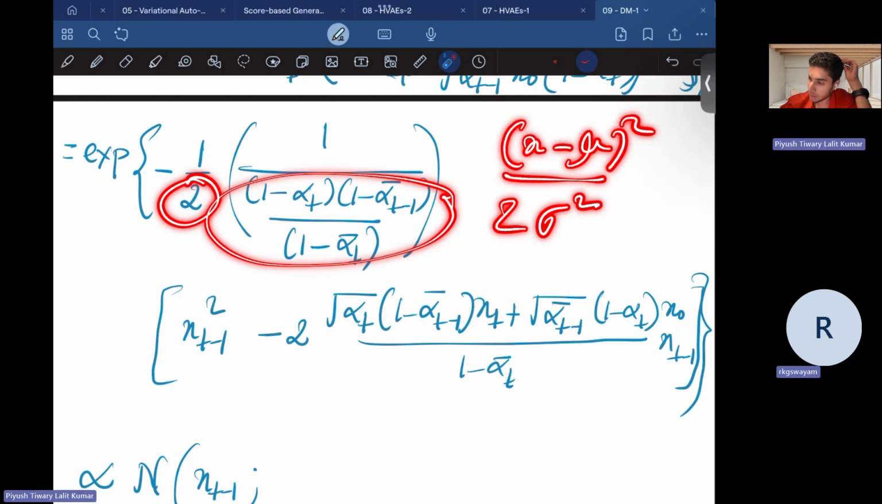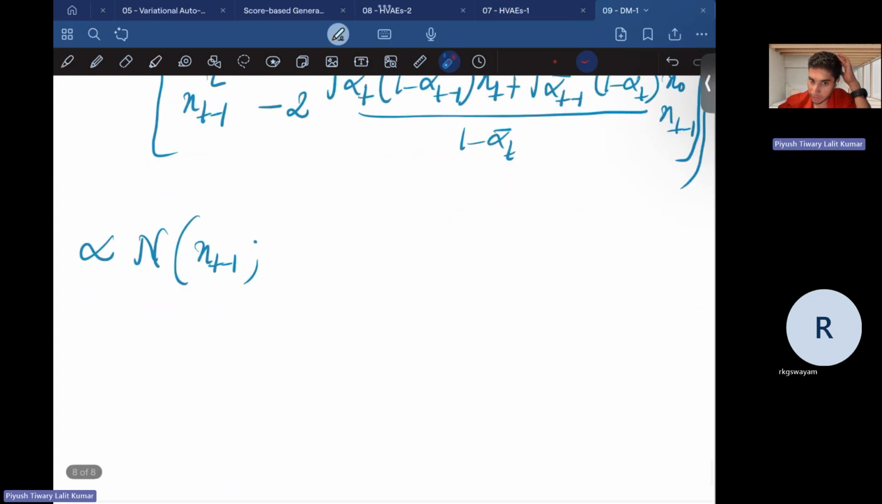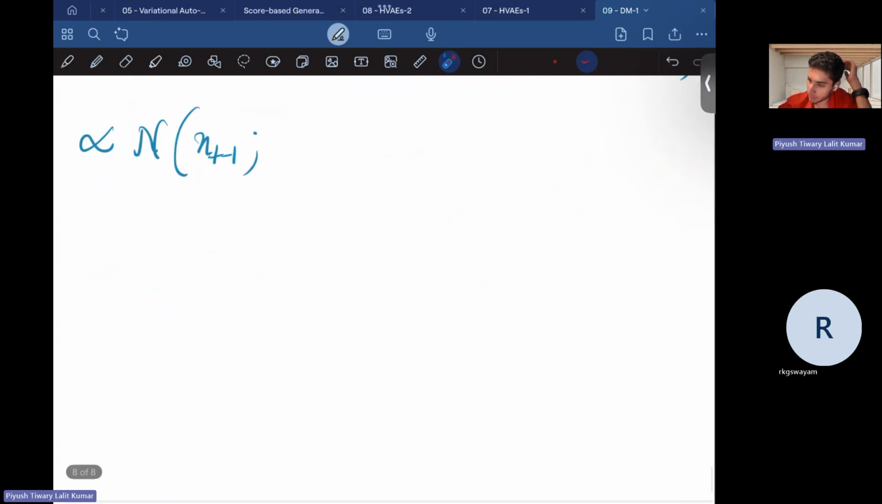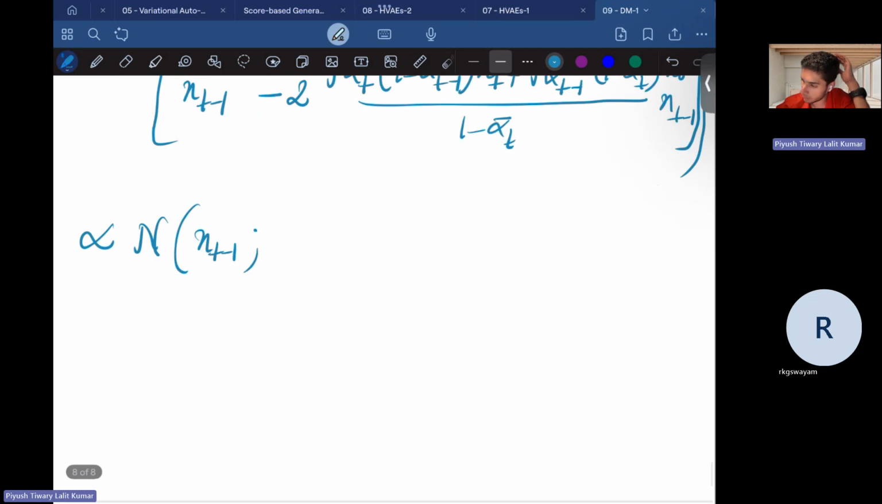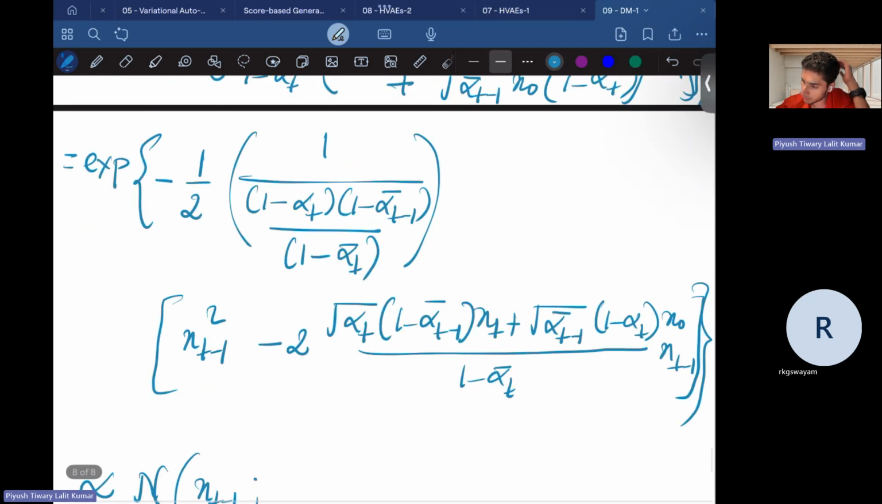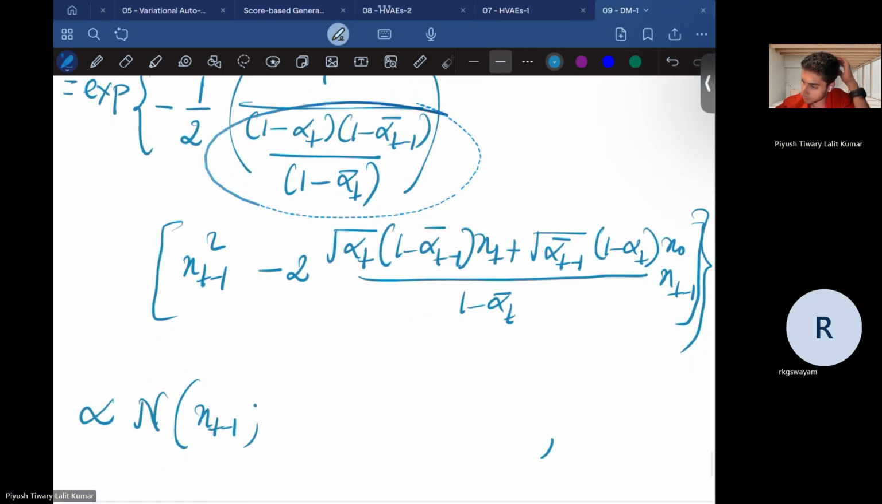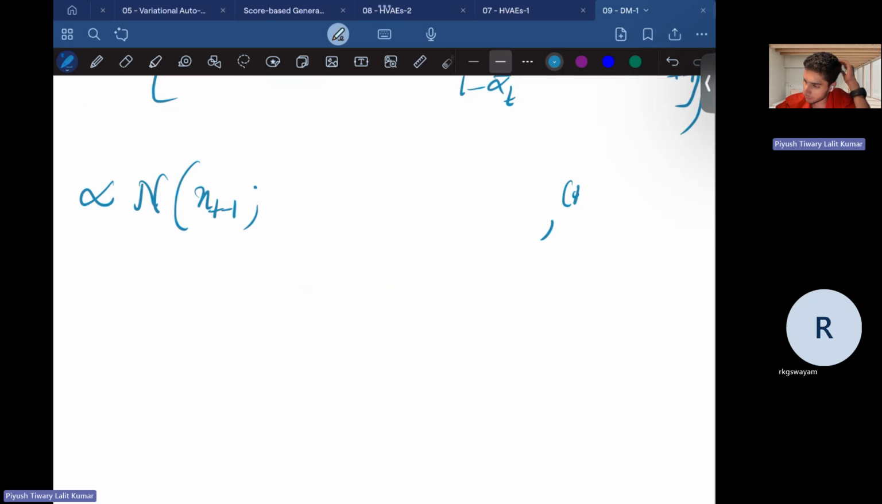So this is our sigma square. Let me just write down the sigma square term then. This whole thing, so what is it? 1 minus alpha t, 1 minus alpha t minus 1 bar divided by 1 minus alpha t bar, I. This is our variance. Okay.